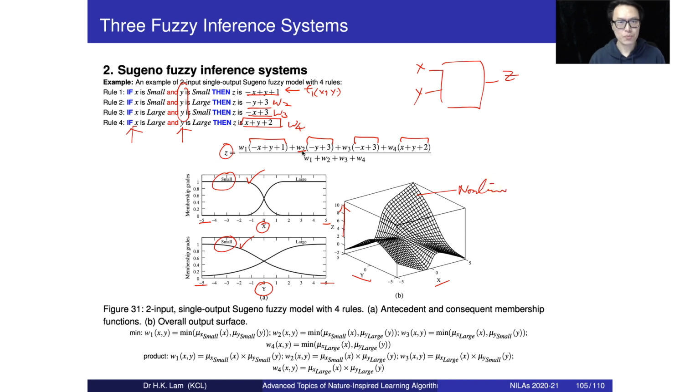Okay, so W1 to W4 depend on whether you use min for AND or the product term for AND. So when you choose a different definition for AND, it will change the shape as well. That means when we use the fuzzy inference system, the consequence of each rule may be linear, but when we combine them together, it becomes nonlinear. So we can use the fuzzy inference system to approximate any nonlinear function.